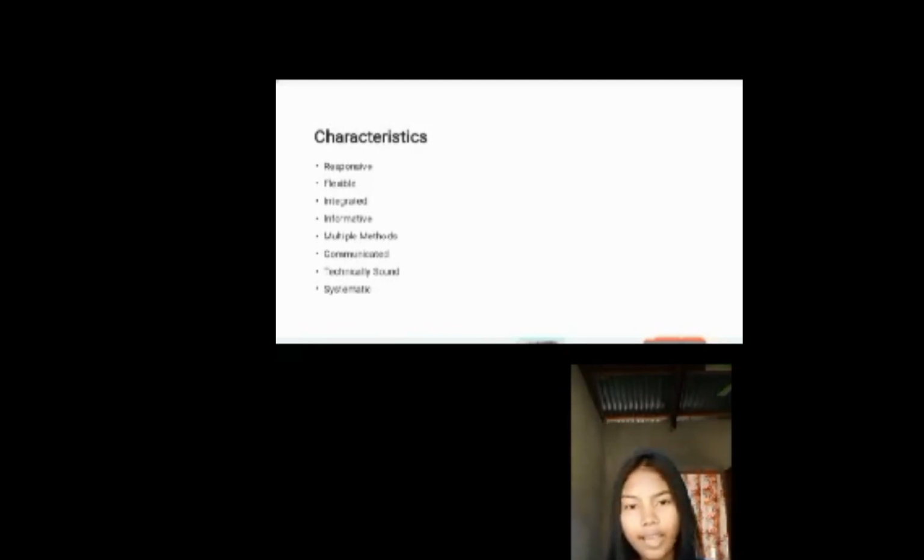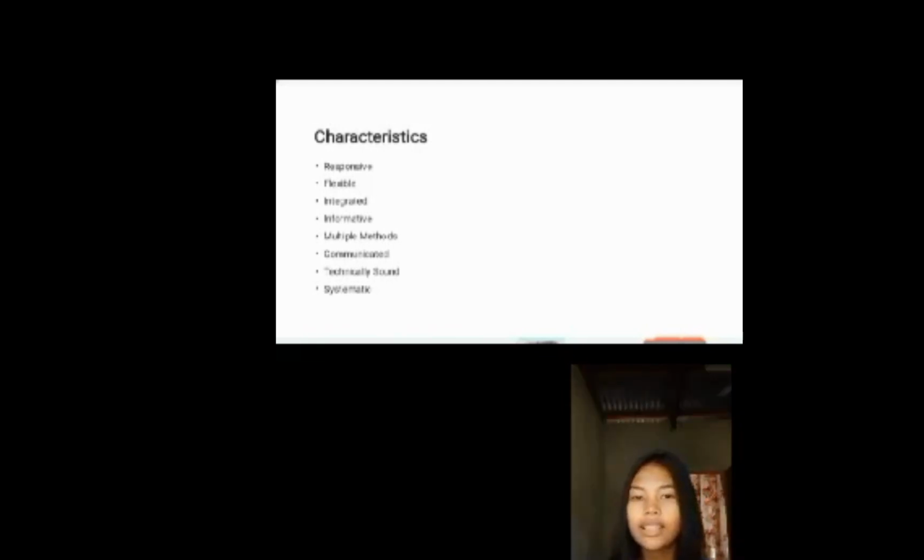Next, we have communicated. Communication of assessment data is clear and transparent for all stakeholders. It is the process of communication educators use to determine whether their students have learned what they intend for them to learn. Assessment uses basic research techniques in order to collect data about student learning.